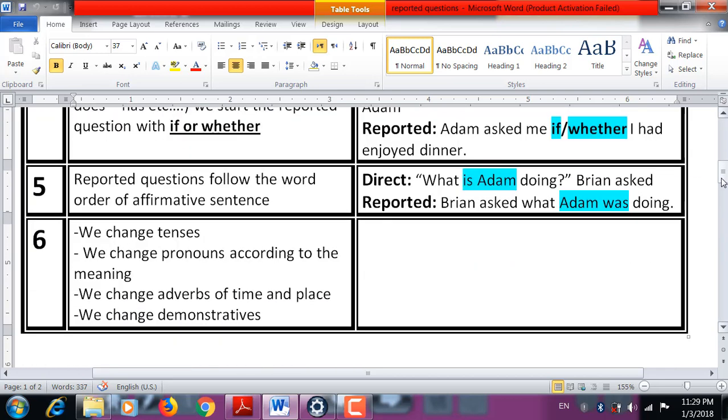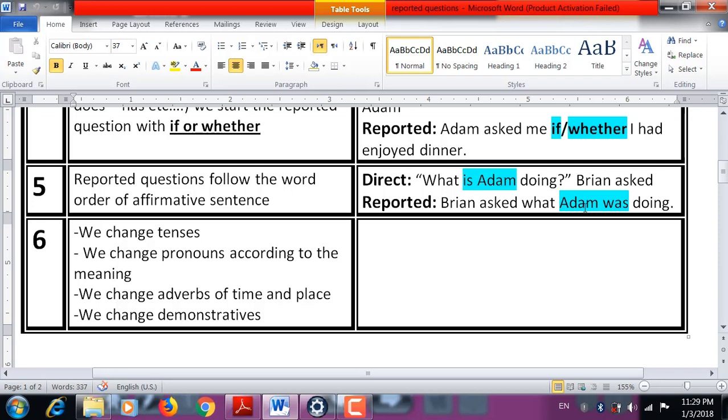The fifth step, in the reported question, follow the word order of the affirmative sentence. Note that here we have in the direct question, what is Adam doing? This is present continuous. Brian asked. So we say Brian asked what Adam was doing. Note that we started with the subject, then the helping verb was, then the main verb. This is the right order of the affirmative sentence. But here in the question, we started with is at first, then the subject, right?